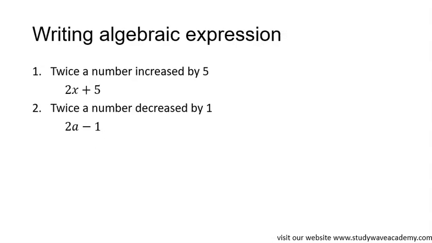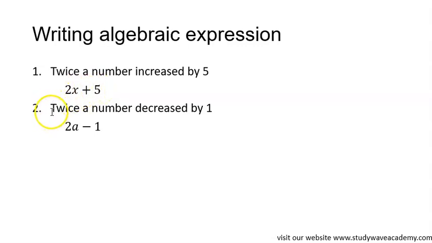So next we're going to be looking at writing algebraic expressions. This is about converting a verbal description into an algebraic expression. Here we have twice a number increased by 5. Twice a number, which is 2, a number, the number isn't given, so we're going to replace a number with x. Increased by 5, which is add 5, so it's plus 5. So we have 2x plus 5. So this verbal description is this in algebraic expression.